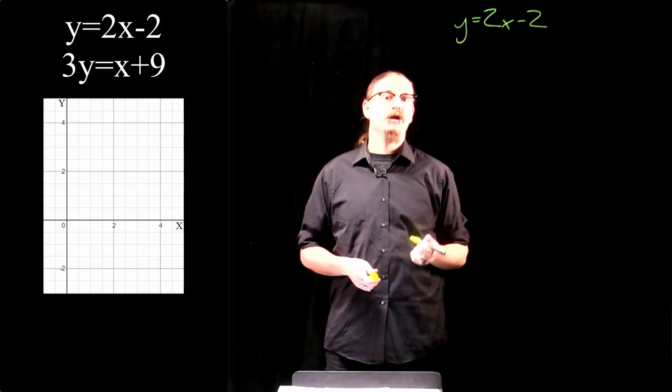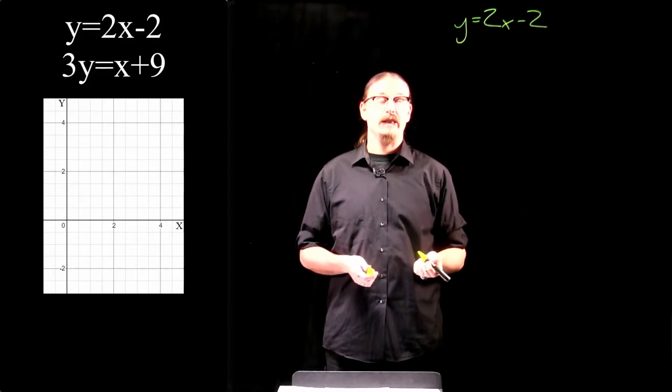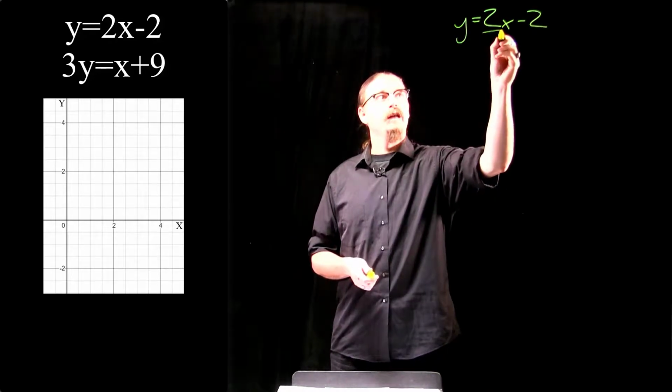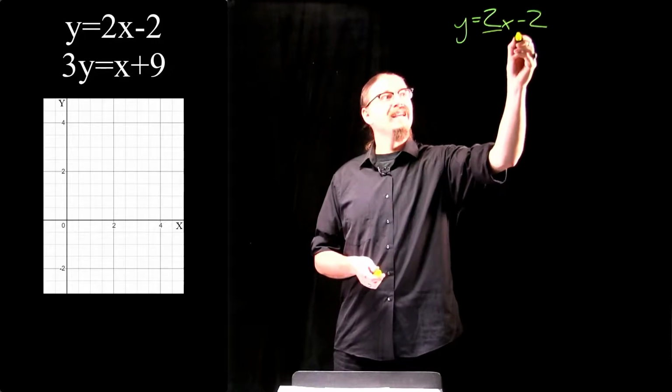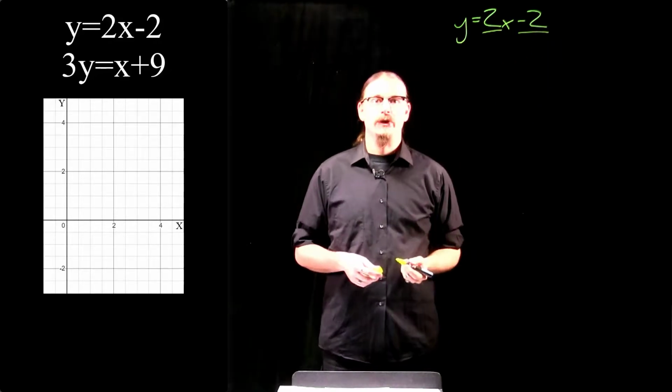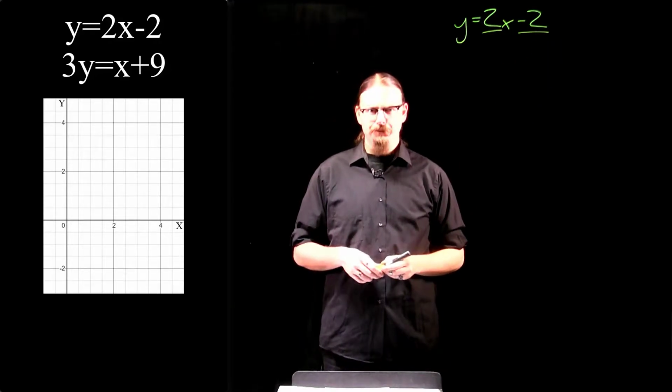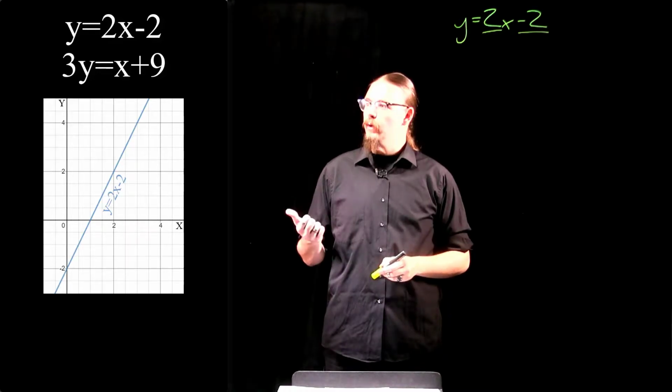It's already in slope-intercept form for us, which makes things easy because we can easily see that our slope is 2 and our y-intercept is negative 2. If we take that and plot it on our axes, we'll get a line that looks like this one.